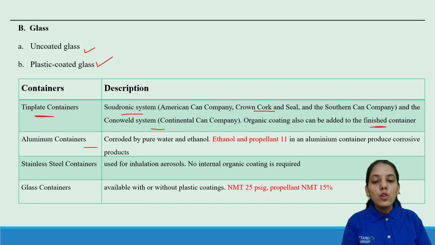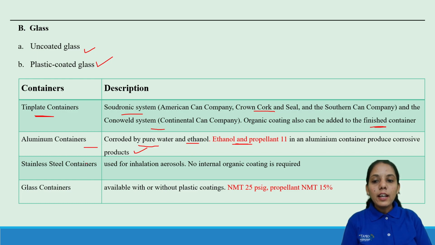Aluminium container. It is corroded by pure water and ethanol. Remember this one, aluminium containers are corroded by pure water and ethanol. Ethanol and propellant 11 in an aluminium container produce corrosive products. So this is important, ethanol and propellant 11. We have already seen the nomenclature.